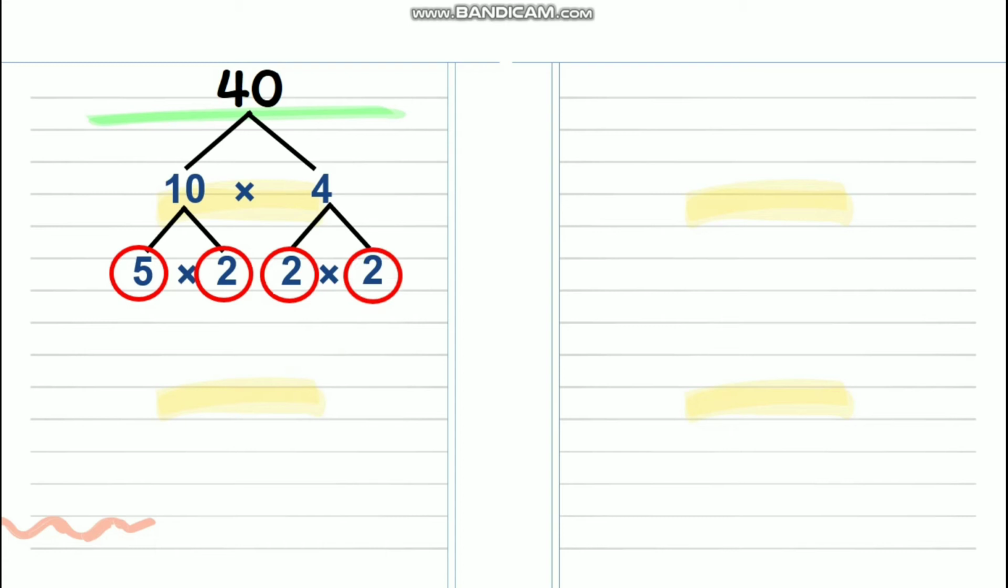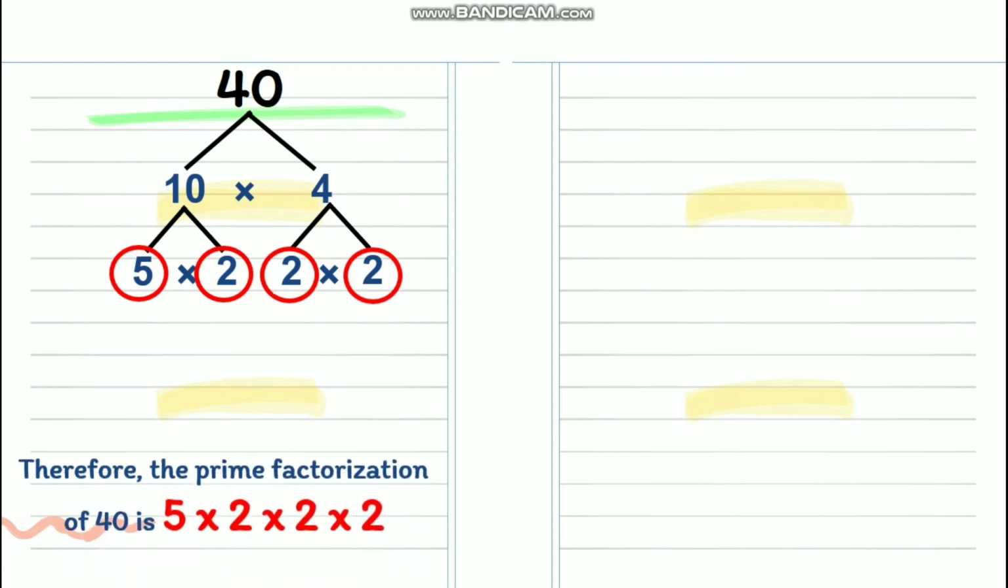Okay. So, we got 5 times 2 times 2 times 2. So, that is the prime factorization of 40. Check. 5 times 2 is 10, times 2 is 20, times 2 is 40.